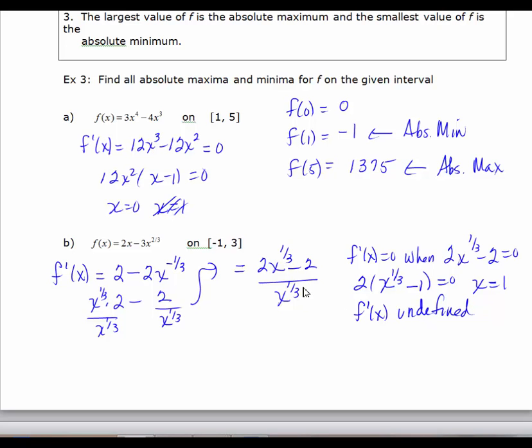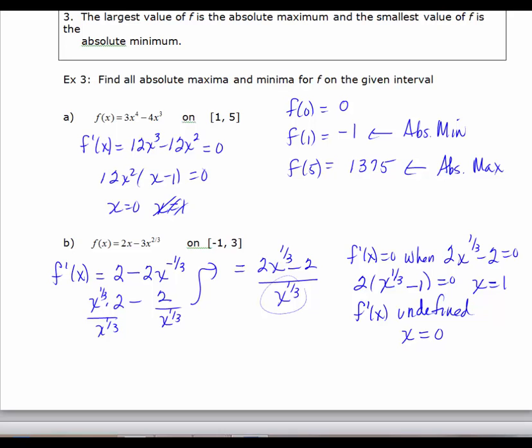I also want to find out where the first derivative is undefined. And the first derivative is undefined when the denominator is equal to 0. And so the denominator equals 0 when x equals 0. Both of these values, 1 and 0, are on our interval. And so I know that on a closed interval I'm guaranteed to have an absolute max and an absolute min.